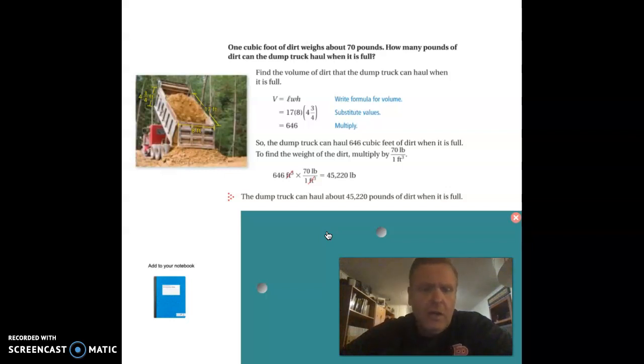Okay, so there again, just look how we set up that problem. Make sure you have that written in your notebook so you can see that, because you're going to be seeing these in homework and also in another problem in just a minute.